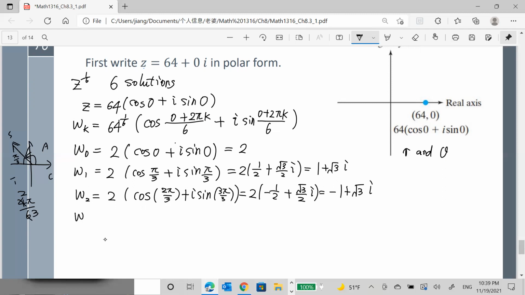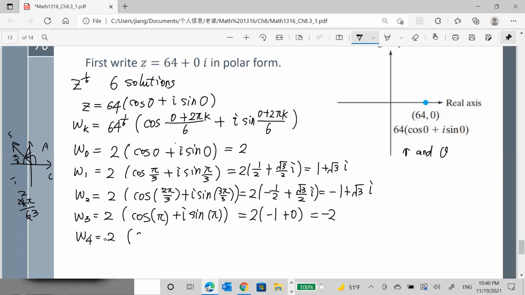And then W3 equals 2 times cosine. So plug in k equals 3. So the 6 pi over 6 is pi. Plus I times sine pi. That's cosine pi equals -1. And sine pi is 0. So I times 0 is 0. Let's see, that's -2. W4 equals 2 times cosine.